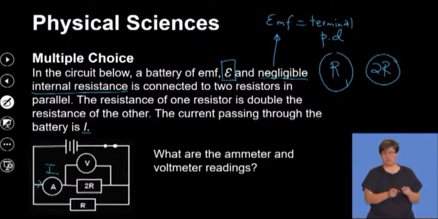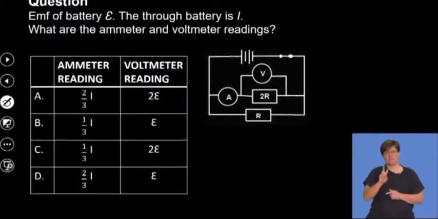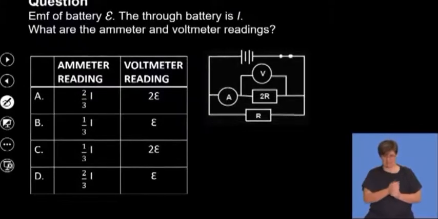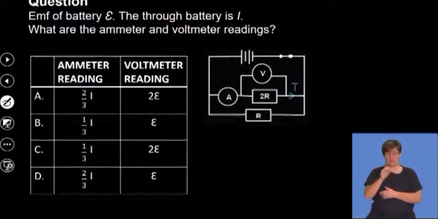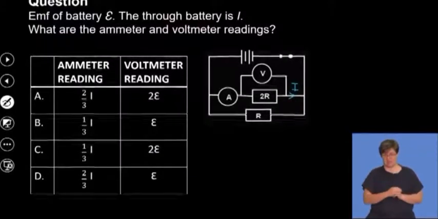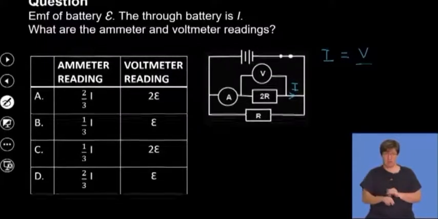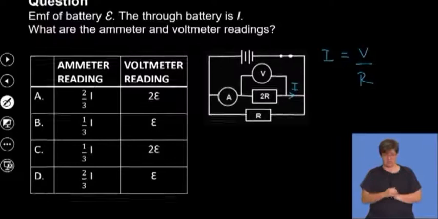Because you think of it in terms of, when the current gets to that point, it is split, one goes to 2R, the other one goes to R. And then the question says, what are the ammeter and voltmeter readings? Let's understand something. If current I goes through that ammeter for 2R, how does the current that goes through R compare to that which goes through 2R? Remember, from Ohm's law, we know that current is equal to V over R. So what else do we know?